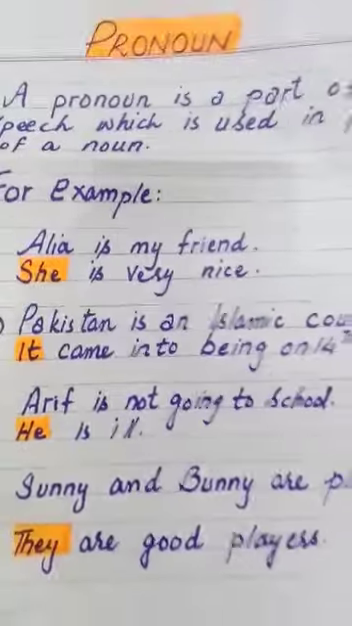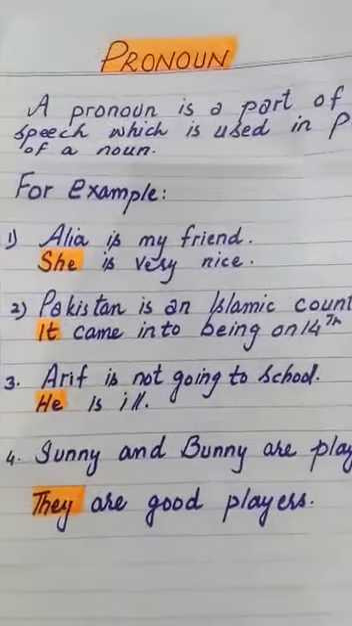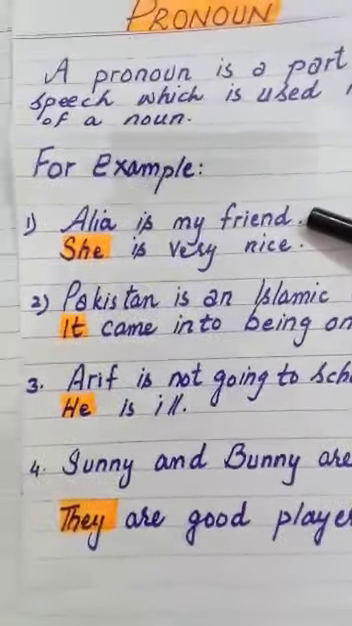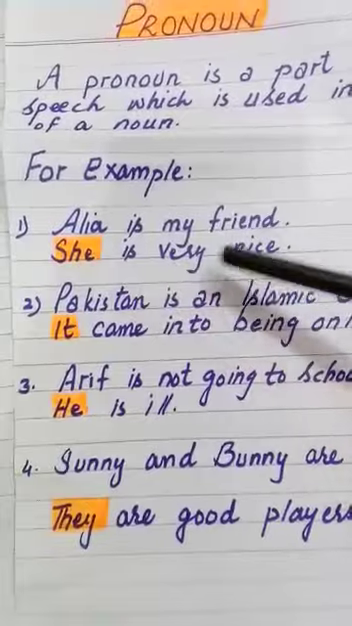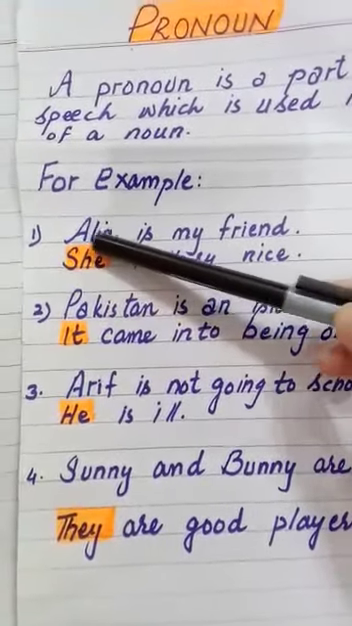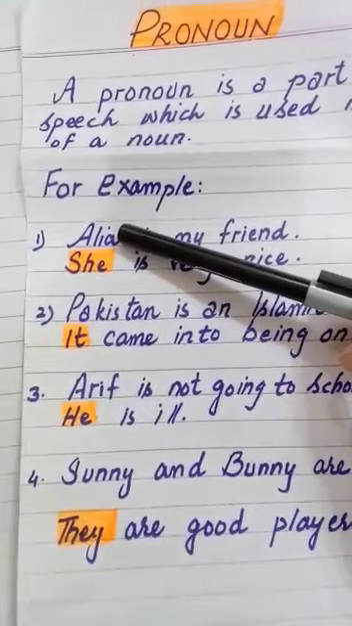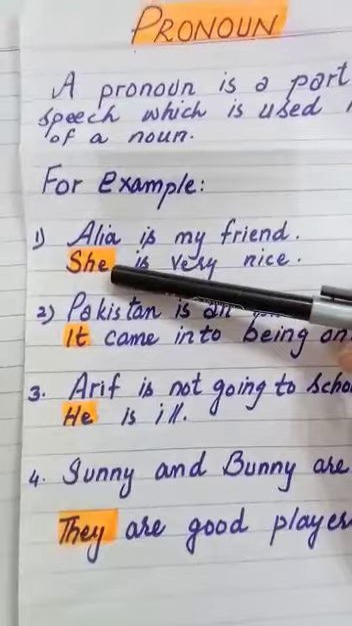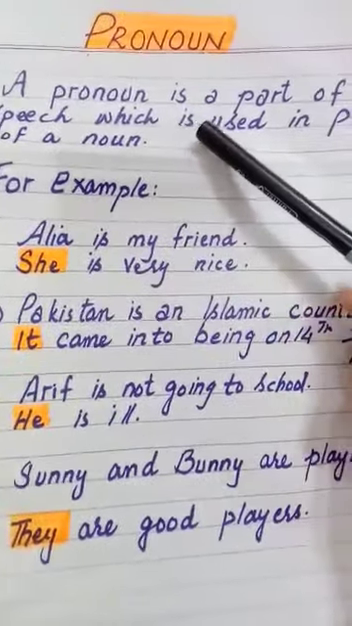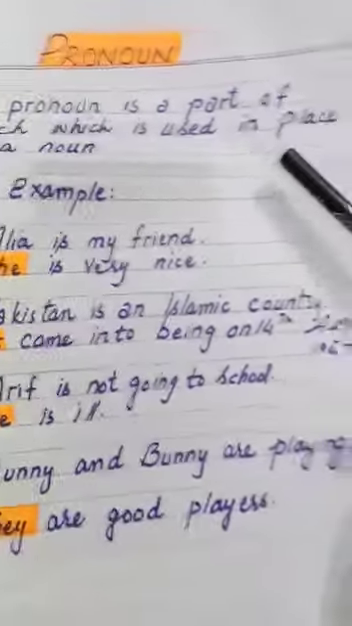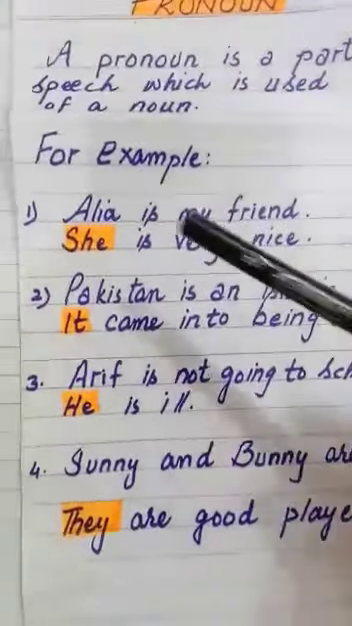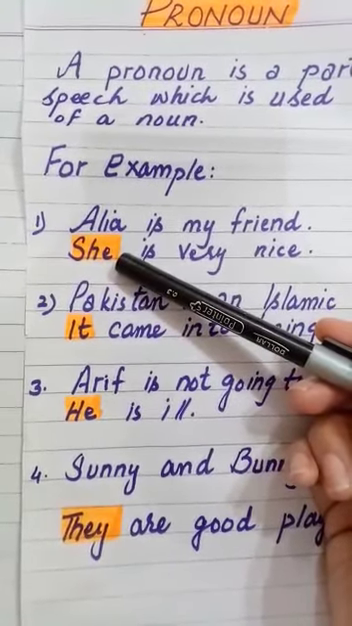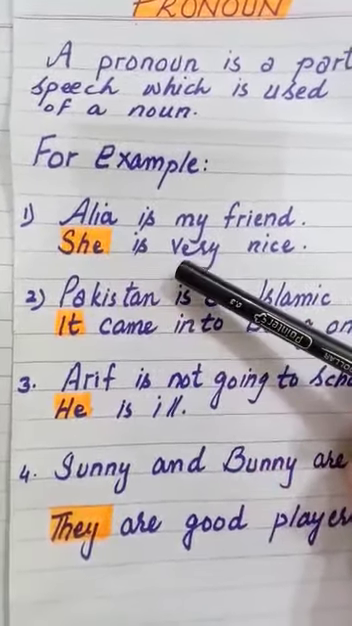Pronouns. A pronoun is a part of speech which is used in place of a noun. For example, Alia is my friend. She is very nice. I use a word in place of Alia. Alia is a noun, and I used a word she in place of Alia. So she is called pronoun, because according to definition, a pronoun is a part of speech which is used in place of a noun. So Alia is noun because it is a name of a person, and the word which I used in place of Alia, that is she, is called pronoun.